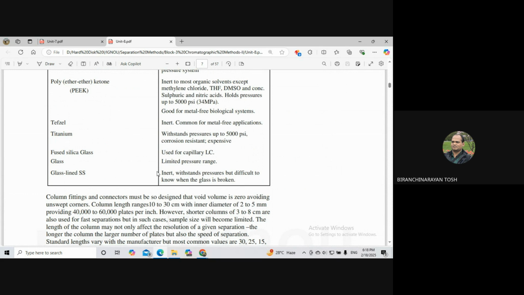Column fittings and connectors must be designed so that void volume is zero, avoiding unswept corners. Column length ranges from 10 to 30 centimeters with inner diameter 2 to 5 millimeters, providing 40,000 to 60,000 plates per meter, which is adequate. However, shorter columns of 3 to 8 centimeters are also available.